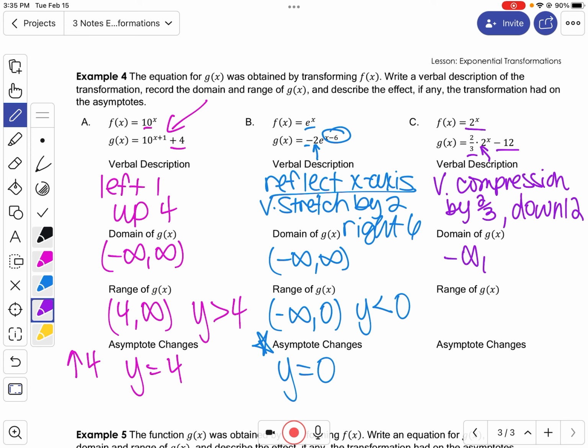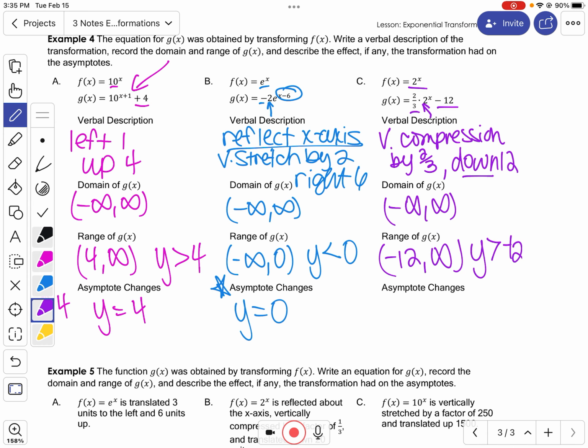Domain will stay the same. Range will not stay the same. It went down 12. There wasn't a reflection over the x-axis, so it will be negative 12 to infinity, or you can write y is greater than negative 12. Asymptote did change. It went down 12, so now it's at y equals negative 12.